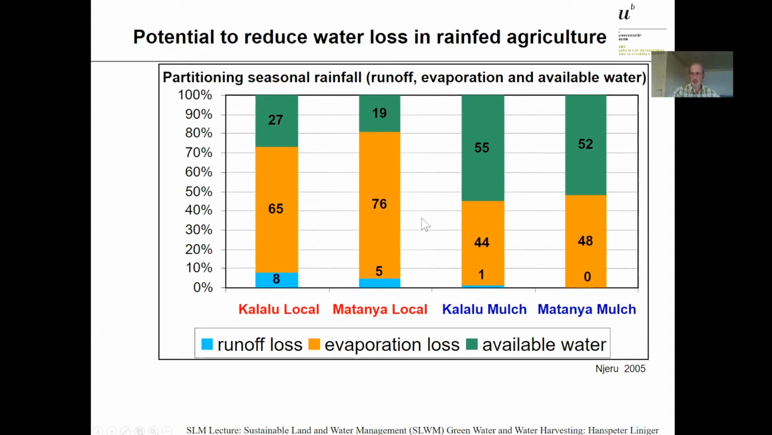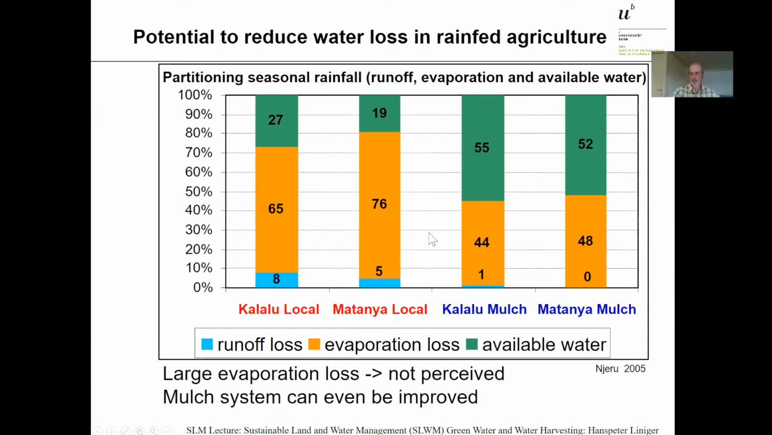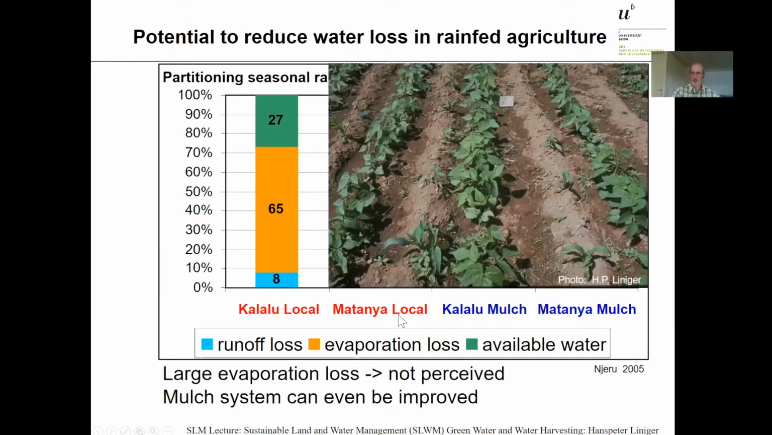This is a bit shocking. You see the runoff, everybody's concerned about it, but the evaporation loss, and we measured it over years in different experiments, that was shocking. But you can reduce it. One is mulch, the other one would be windbreak, shade, and so on. Good. I cannot go into more details. Large evaporation losses, not perceived, not seen. Mulch systems can even be improved as a conclusion to this one.